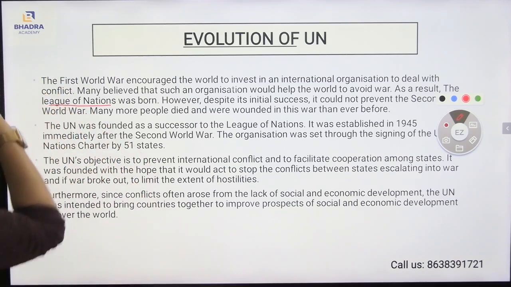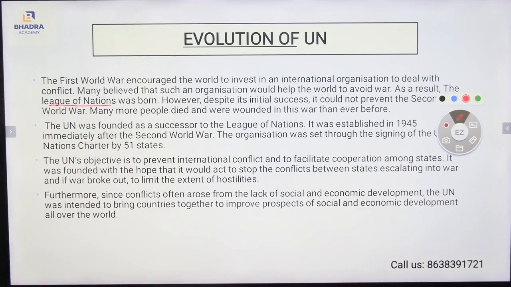Also, you see, the United Nations' objective is to prevent international conflict and to facilitate cooperation among states. It was founded with the hope that it would act to stop conflict between states from escalating into war, and if war broke out, to limit the extent of hostilities.